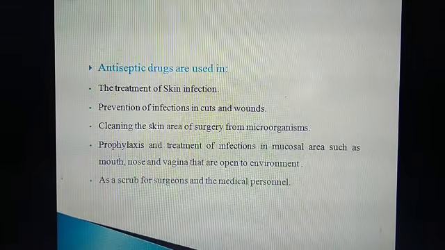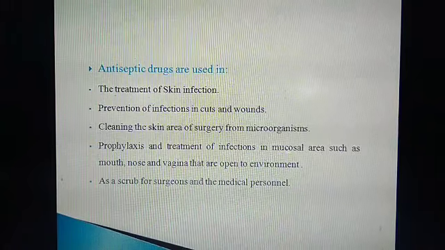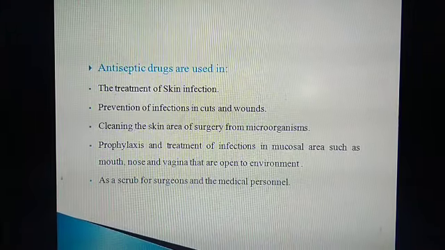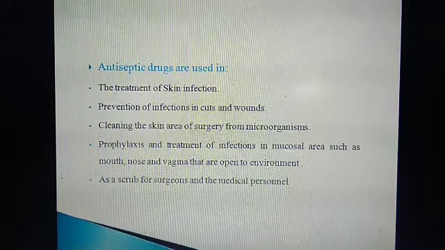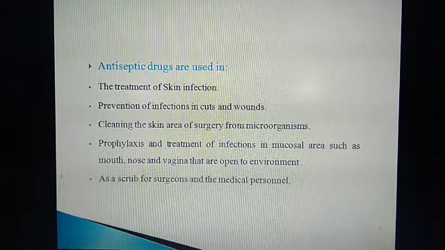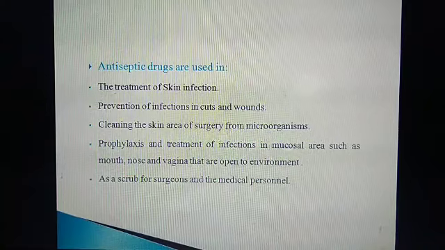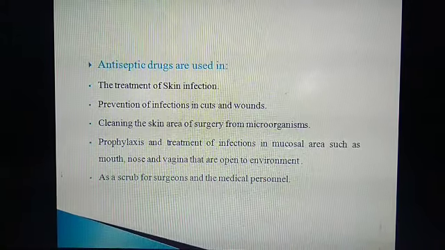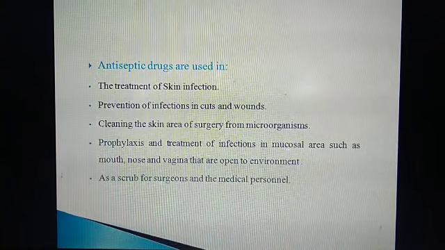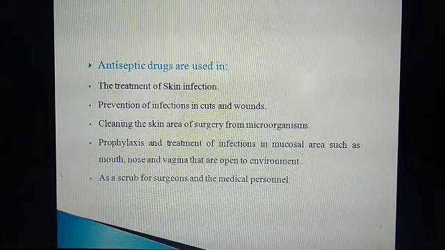Then, cleaning the skin area for surgery from microorganisms. Obviously, before going for any kind of surgery, for the cleaning of that particular area, to remove or avoid the contamination of microorganisms, we can use these antiseptics.